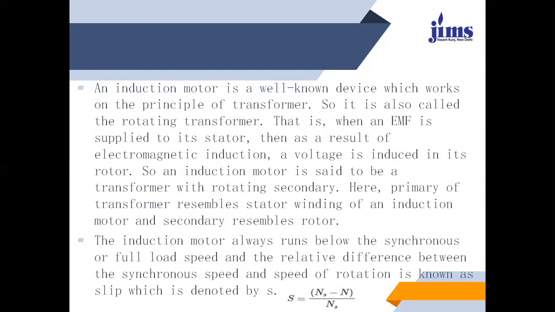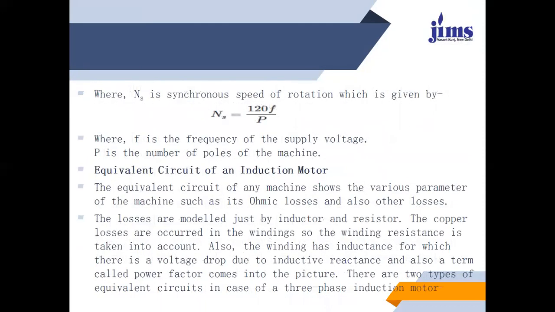S is (ns minus n) upon ns, where ns stands for the synchronous speed and n stands for the speed of rotation, or the rotor speed. The synchronous speed is given by ns equal to 120 f by P, where f is the frequency of the supply voltage and P is the number of poles of the machine.